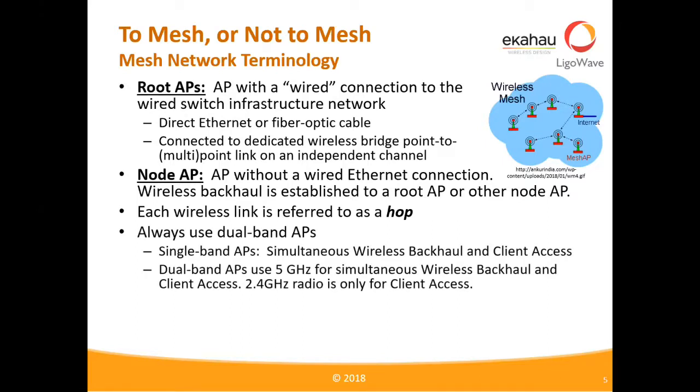Now, I always recommend using dual band APs, because with a single band AP, you need simultaneous wireless backhaul and client access. Whereas with a dual band AP, I can use the 5 gigahertz band for wireless backhaul and client access, and I can devote my 2.4 radio only to client access. And when we get into the design, you'll see when I talk a little bit about the history of mesh, a lot of it started off with single band APs, and you can see why the technology literally didn't go very far.